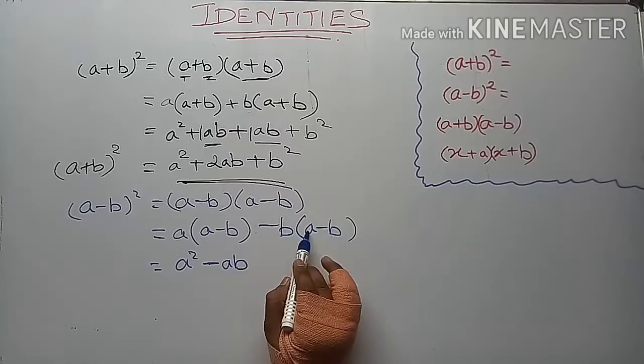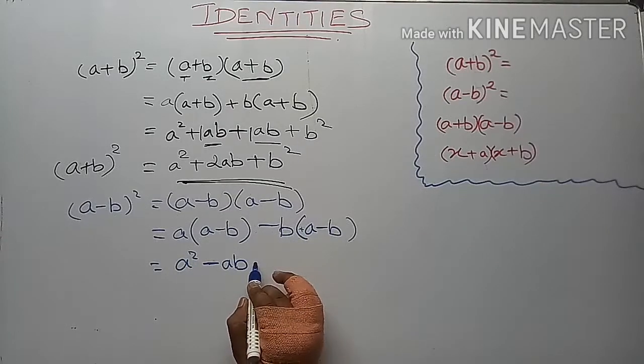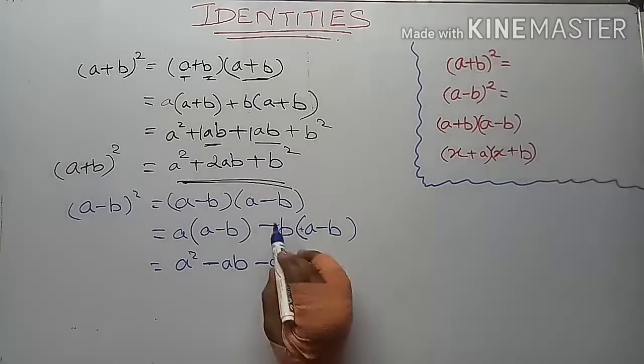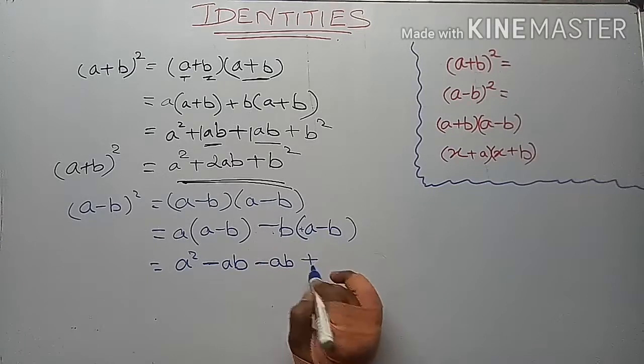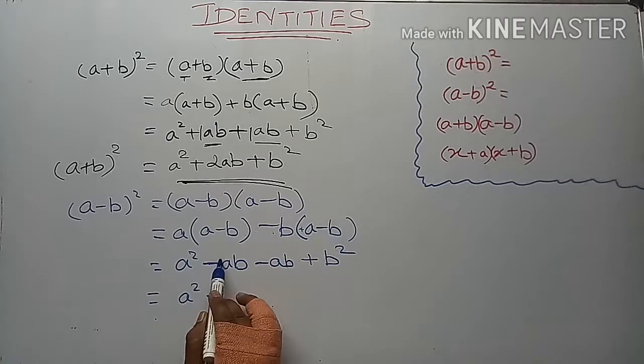Over here minus b into plus a, this is plus, right? So minus b into plus a will give you again minus ab or minus ba, it means the same thing. Now minus b into minus b will give you plus b square. This becomes a square minus, this is minus 1 ab minus 1 ab.